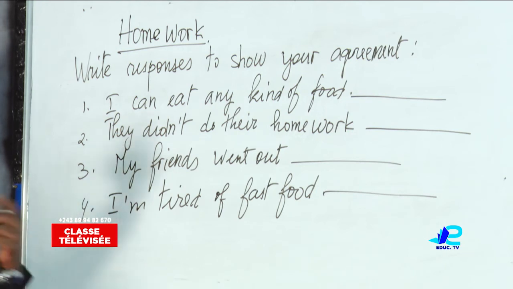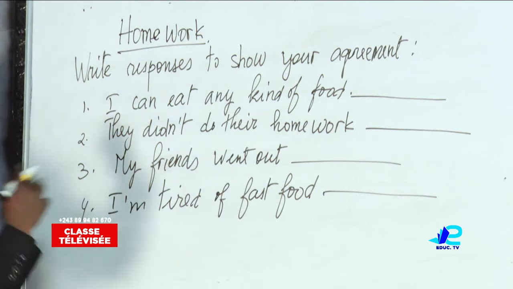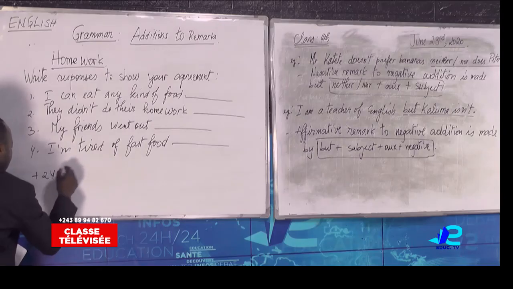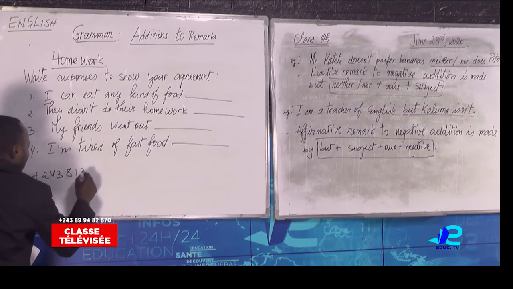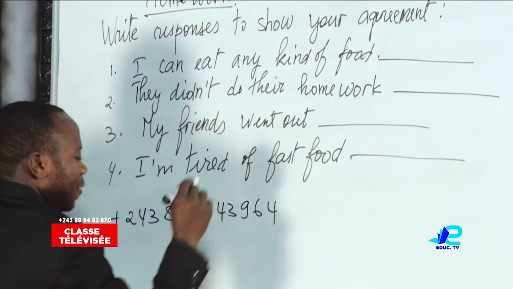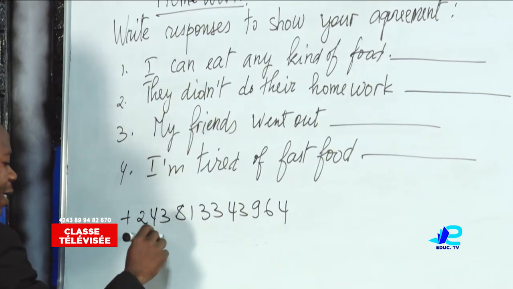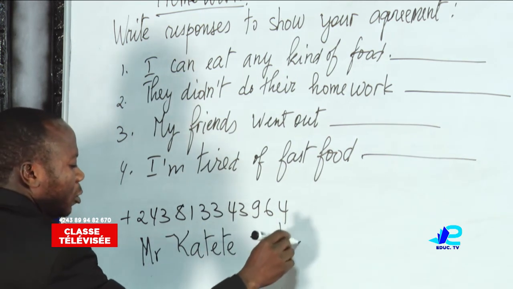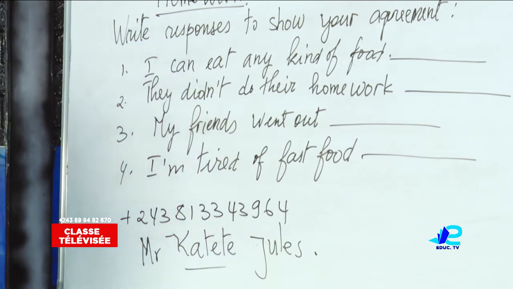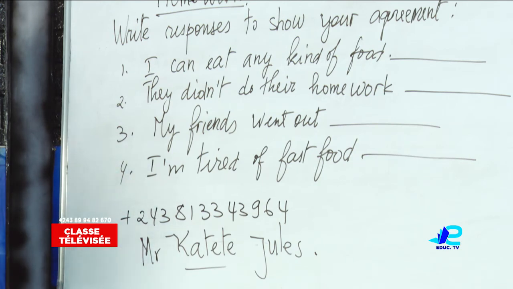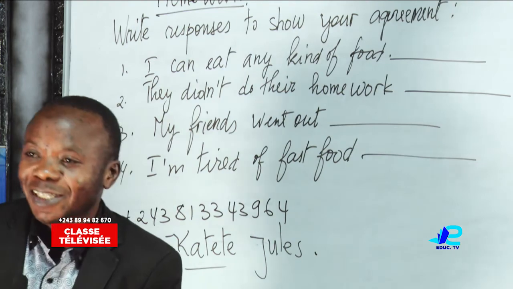You can go even with other examples, your own examples. And if you finish, this is my phone number, +243 81 33 43 964. And my name is Mr. Katete Jules. This is my phone number. Don't forget, if you finish your homework, to write me your answers so that I can see and correct if possible. And I'm just going to finish now.